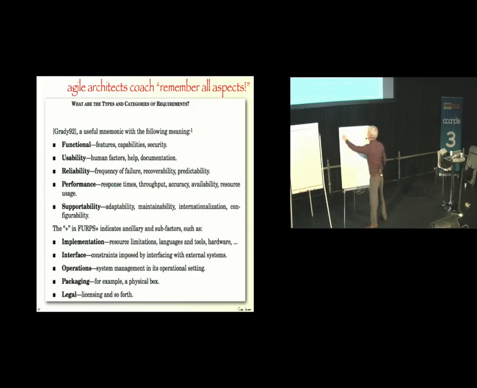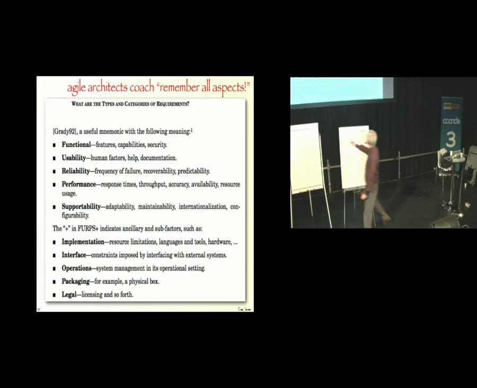Because architectural concerns move beyond the functional to these other areas, I encourage Agile architects to know this model and to coach this model. This is the official breakdown of the FURPS Plus model. If you go to Wikipedia, you can also find it as well. And of course, these are the kinds of things that architects need to be aware of.